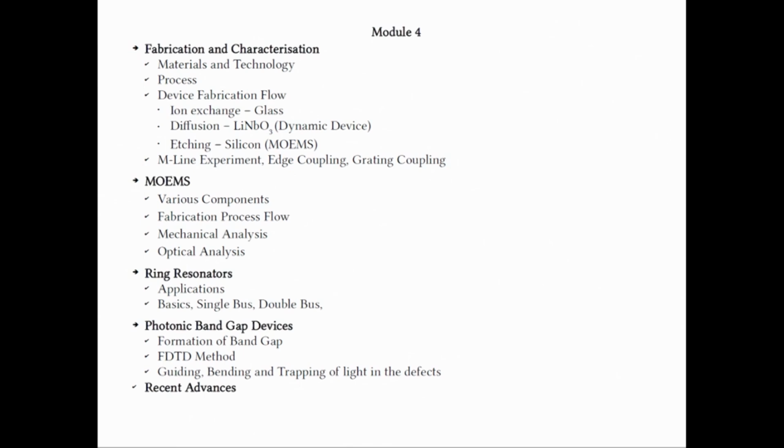Photonic band gap structures can be used for many applications, like guiding. You can make waveguides by making line defects. You can make resonators by creating point defects. We can create line defects in the form of bends, in the form of tapers, and so on and so forth. We can also use the resonators in many other cases.